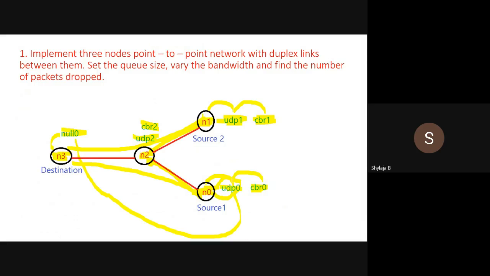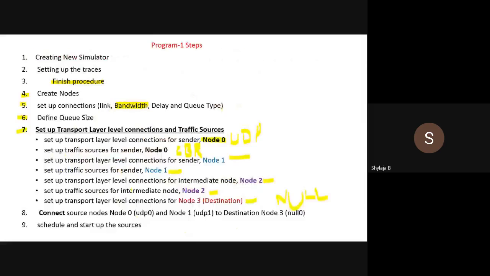So connect UDP0 to null 0 and connect UDP1, the agent of node 1, to null 0. That is what the next step says: connect source nodes. Node 0 has UDP 0 as the agent and node 1 has got another agent UDP 1. These two will be connected to the destination node 3's agent, that is null 0.